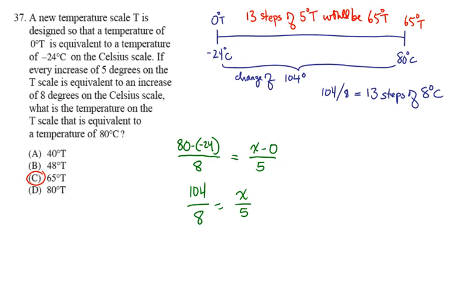And so we would end up with 104 over 8 is equal to X over 5, and if we were to cross multiply, we'd end up with X is 5 times 13, or 65. So the proportion works, but I'm just not sure if many people would be able to set up that proportion without seeing a diagram like that. I'm not sure that I could either. Alright, so that does it for problem number 37 then.